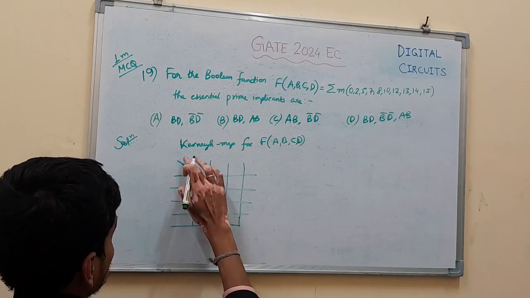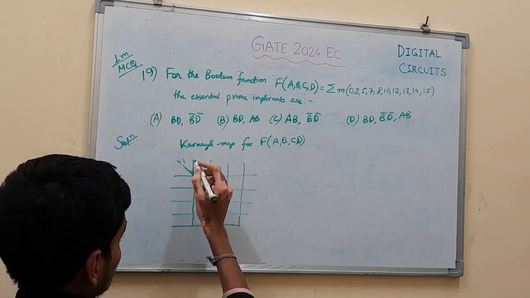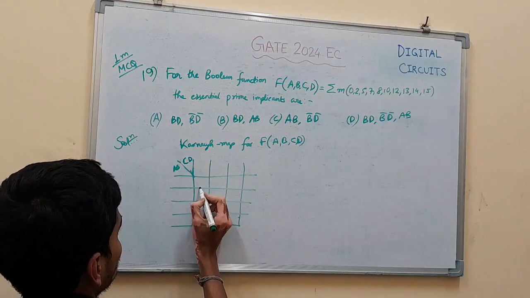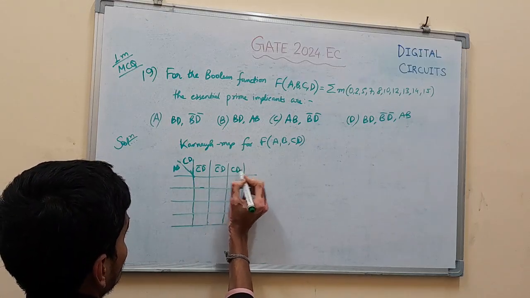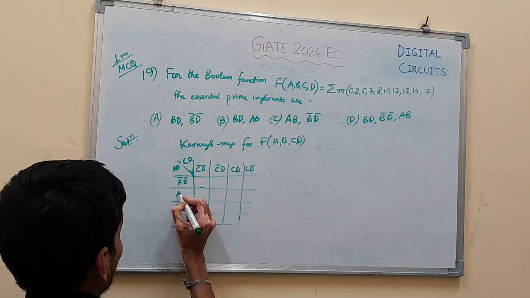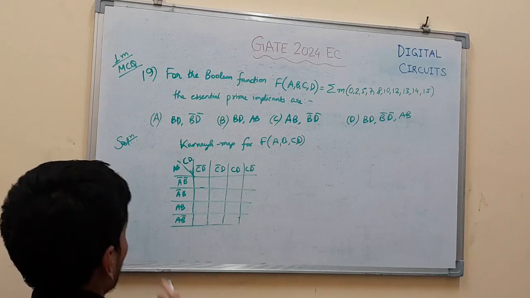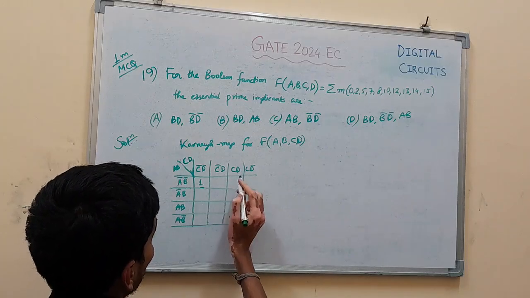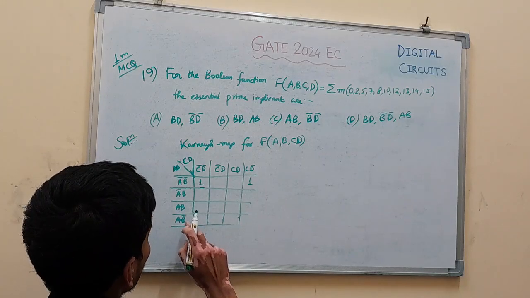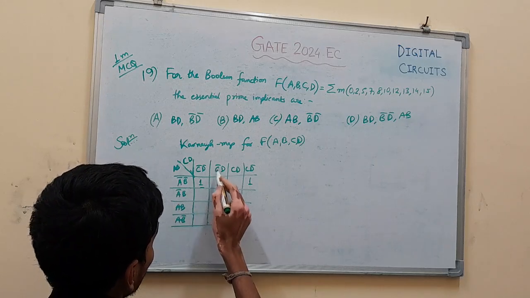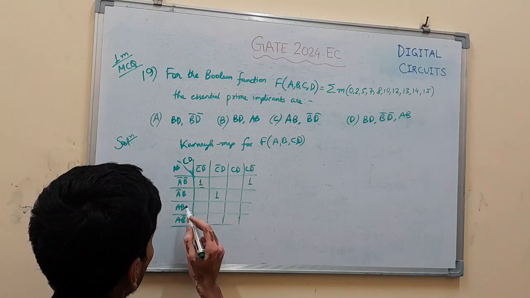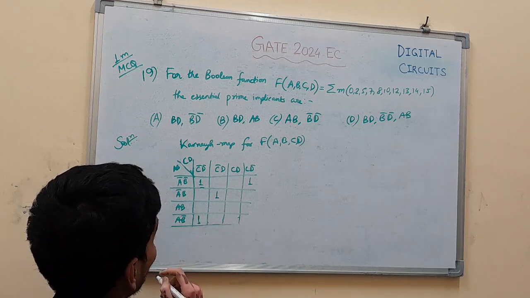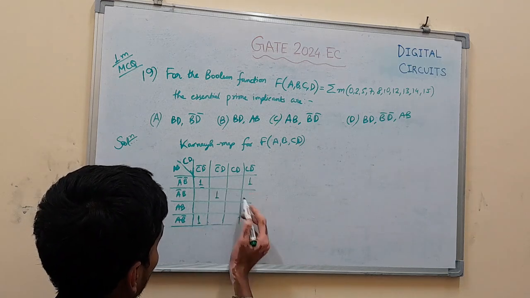Basically, suppose we take CD on one axis and AB on the other: C bar D bar, C bar D, CD, C D bar, and A bar B bar, A bar B, AB, A B bar. 0 means 0 0 0 0, so 1 here. 2 means 0 0 1 0, so 1 there. 5 means 0 1 0 1, so 1 here. 8 means 1 0 0 0, 1 0 0 0 here. 10 means 1 0 1 0, so here.